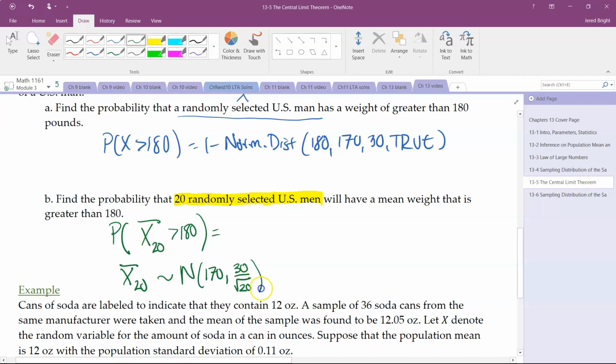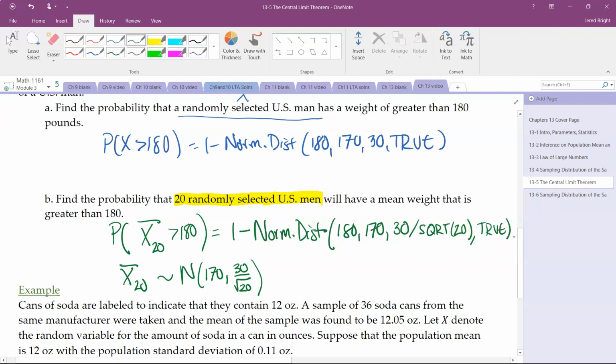Okay? So if you want to get a value, you can do that, but what I'm going to do is go to Excel and type in 1 minus norm dot dist, 180, 170, and then when it comes to standard deviation, I'm going to type in 30 divided by the square root of 20. Square root is just sqrt in Excel. And again, you can do that on your calculator if you wish. 30 divided by square root of 20, that is, and then true.